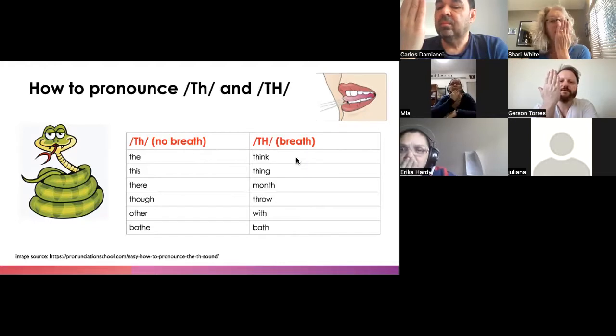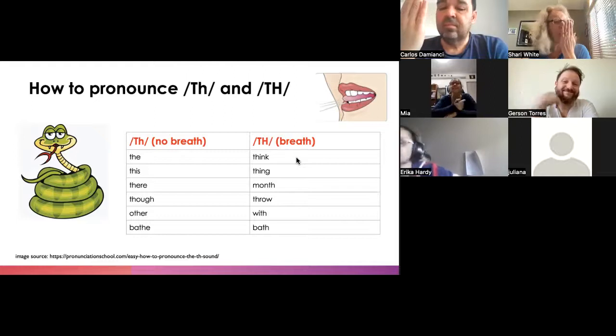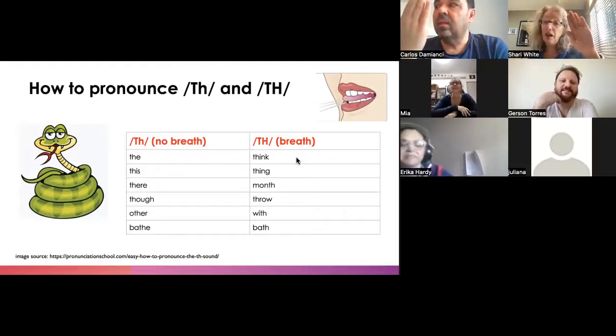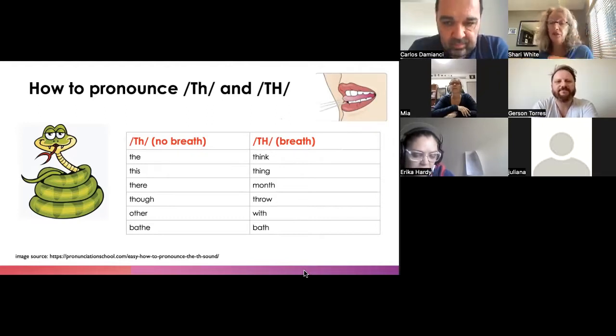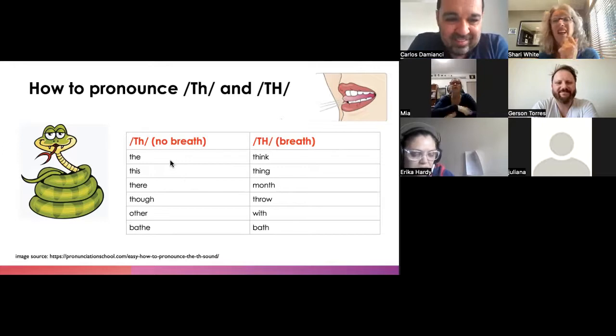But say think. Think. Do you feel? Yeah, think. You should feel breath. Okay, so for all of these ones, you should have breath. And if you're not sure, then do this. Okay, so let's get the tongue in the right position for all these letters.